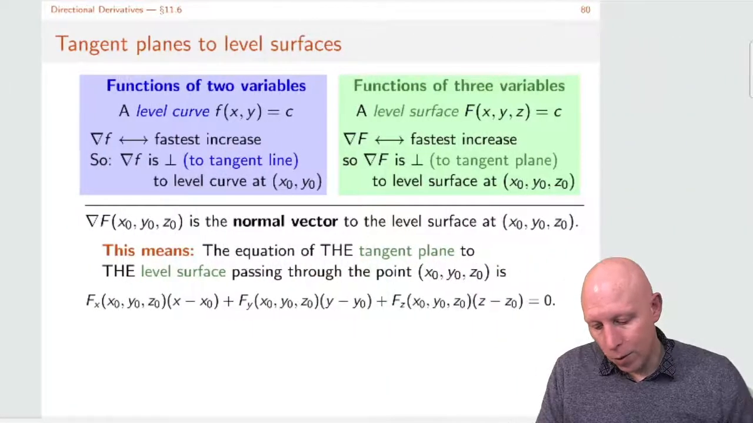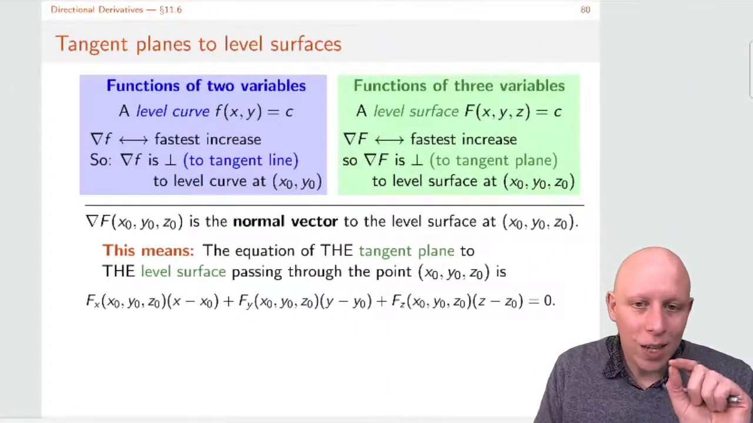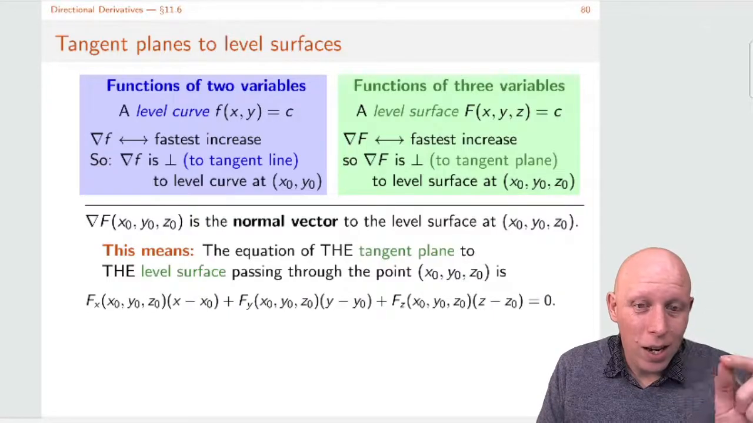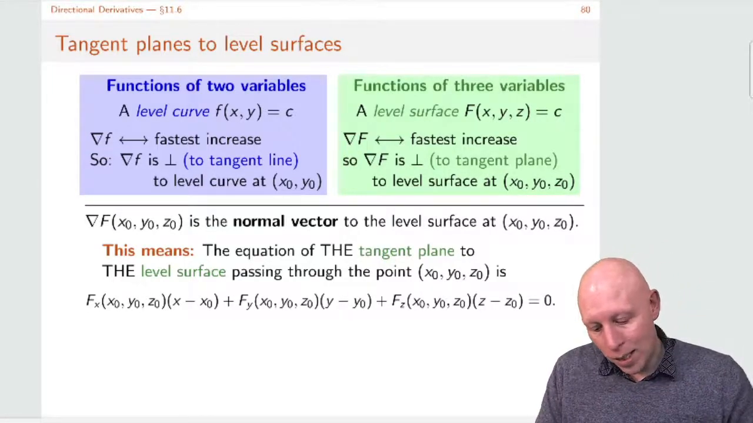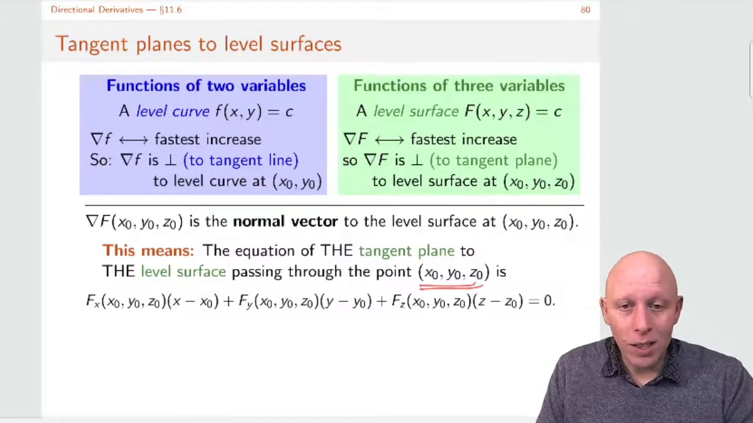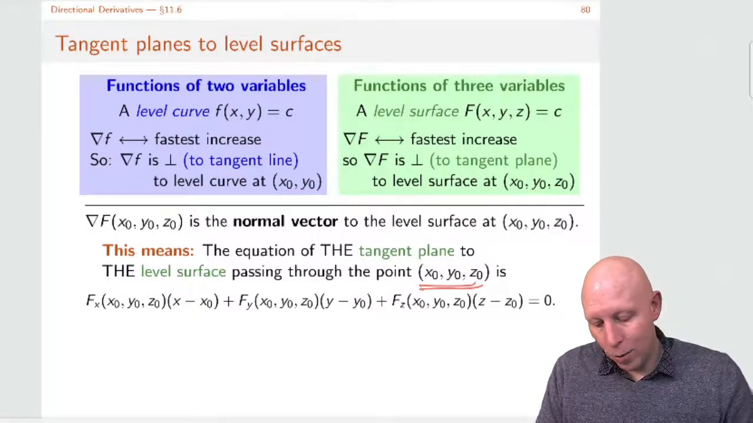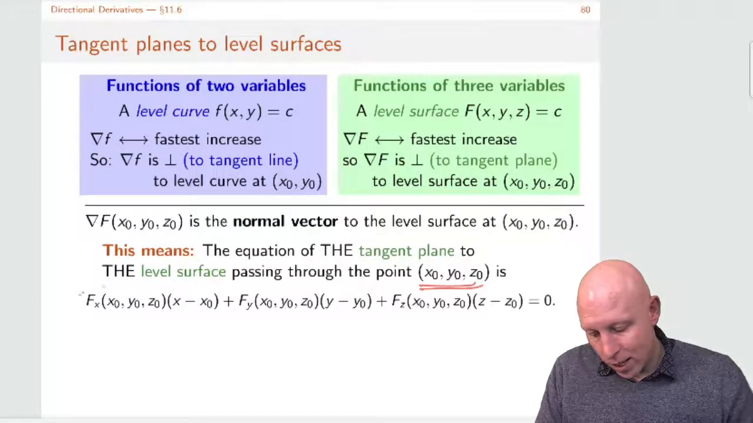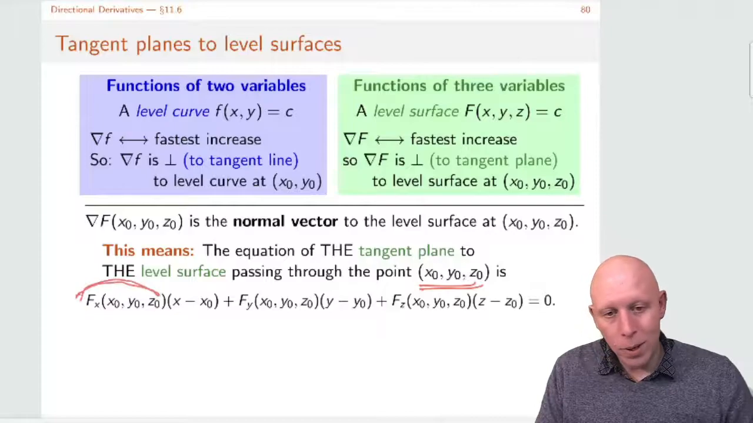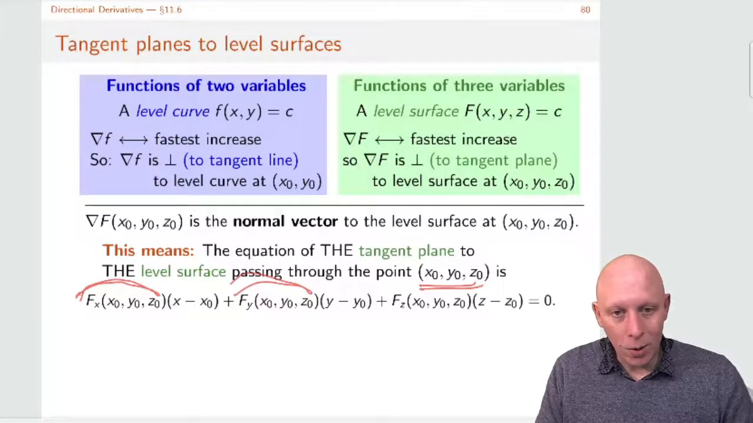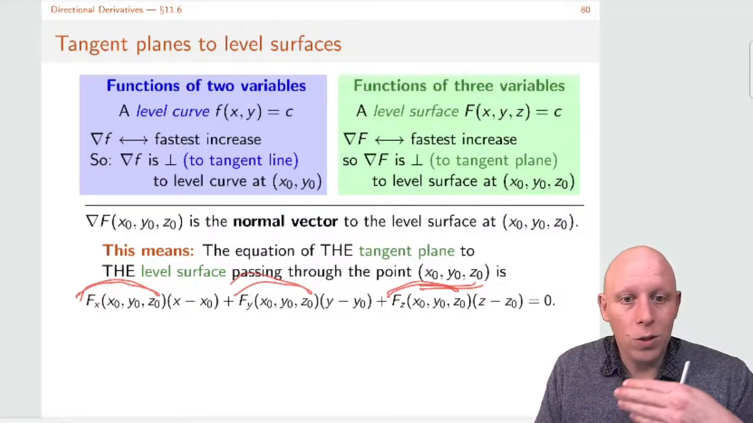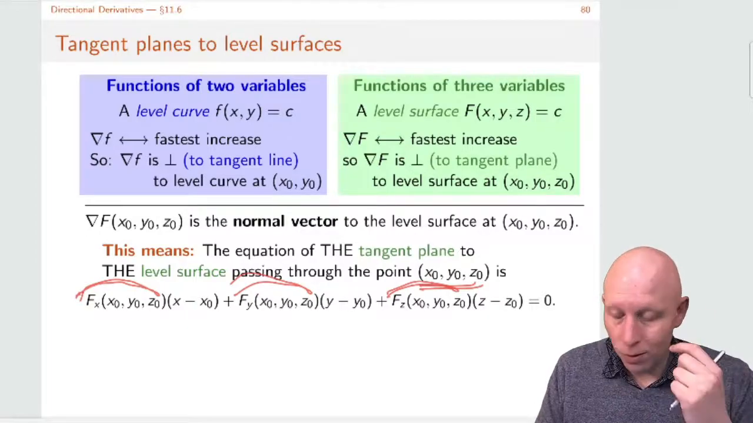All right, so this means that if we're going to write down the equation of the tangent plane to the level surface passing through x naught, y naught, z naught, we can do that. The normal vector is the gradient vector, which is f sub x of x naught, y naught, z naught, f sub y of x naught, y naught, z naught, f sub z of x naught, y naught, z naught. Those are our partial derivatives.